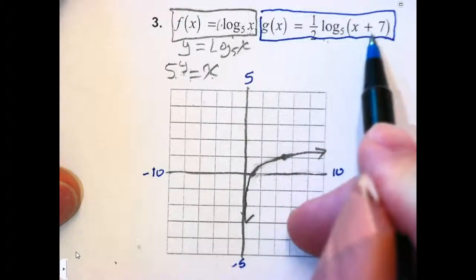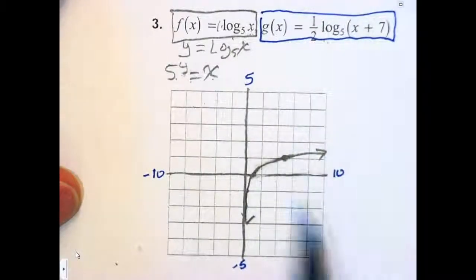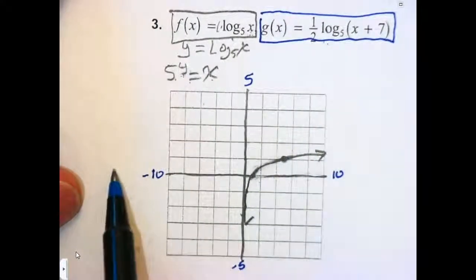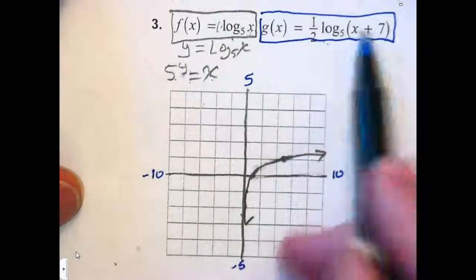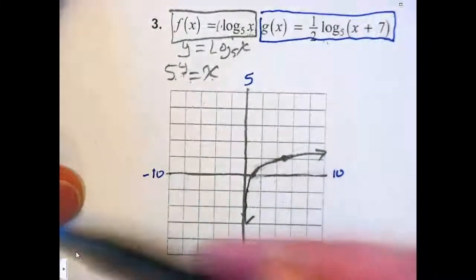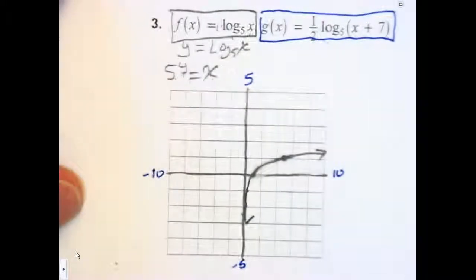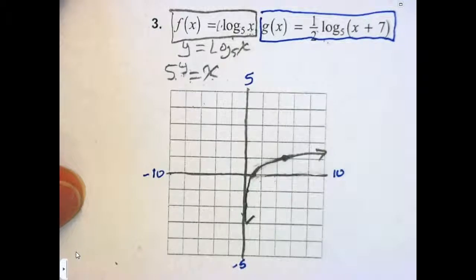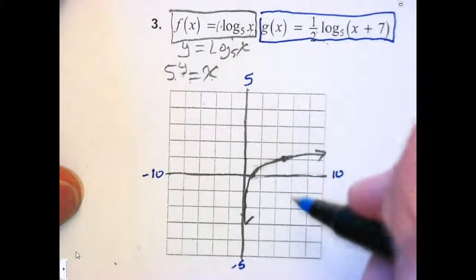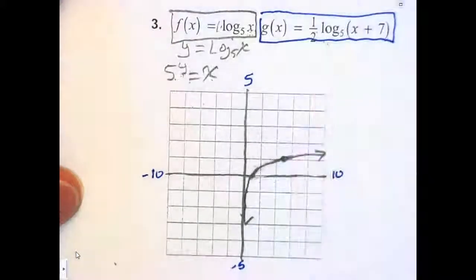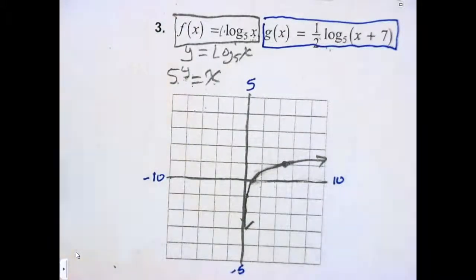Okay? So, if I'm doing this one, what's happening? What does the plus 7 do? It moves it to the left 7. Right? It's with x. It's moving it this way 7, because it's an inverse. Okay? And the 1/2 does what? It's a vertical shrink, right? So if it's a vertical shrink, everything's half the distance.